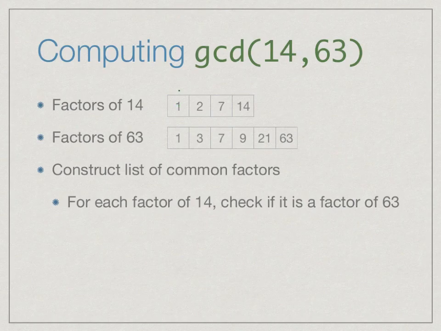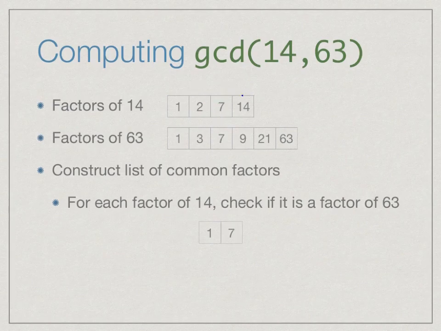So we start with 1 and we say, does 1 appear as a factor of 63? It does, so we add it to the list of common factors. Then we look at 2 and we ask, does it appear? It does not appear, so we skip it. Then we look at 7, and we find that 7 does appear, so we add 7. Then finally we look at 14 and find that 14 does not appear, so we skip it. So in this way, we have systematically gone through 1, 2, 7 and 14 and concluded that of these only 1 and 7 appear in both lists.